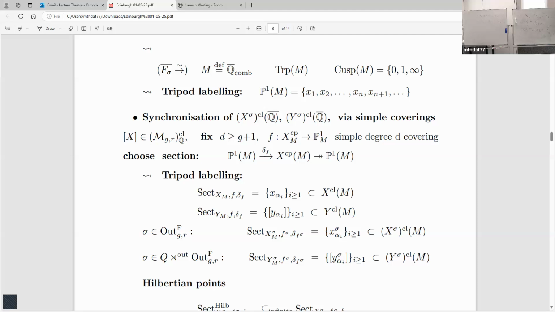And then if you use this in the same way as I explained, you get also points which are labeled via the tripod labeling. So we refer to this as the tripod labeling, but here they are also labeled by Out F or Out F semi-direct product Q. But you will see, we will get rid of this labeling.